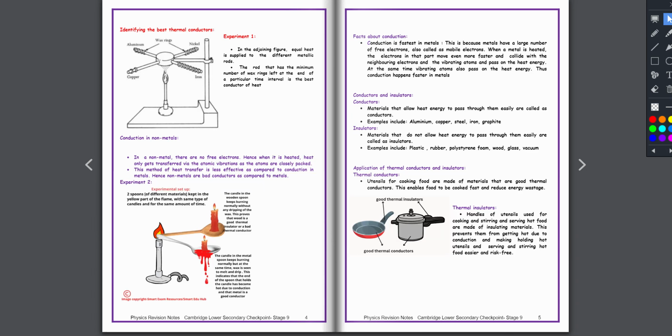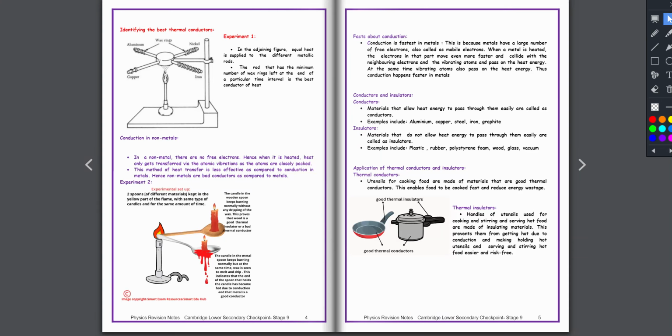So, as I can see, the copper rod has the least amount of wax remaining after the same amount of time, equal interval of time. This means that copper is the best conductor. And iron, I can see a lot of wax is still there. That means iron is a bad conductor compared to copper. It conducts, but it is going to conduct less.